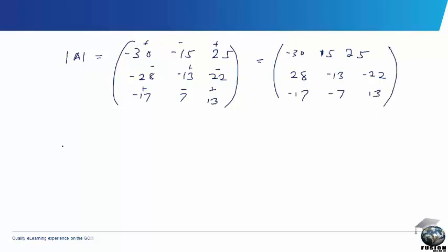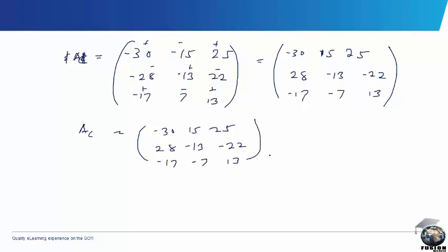Alright, so therefore the cofactor of A is equal to minus 30, 15, 25, 28, minus 13, minus 22, minus 17, minus 7, minus 13. Okay, so this is what we call the cofactor of A.